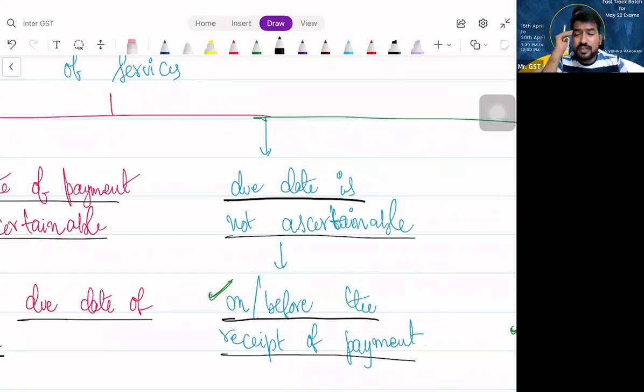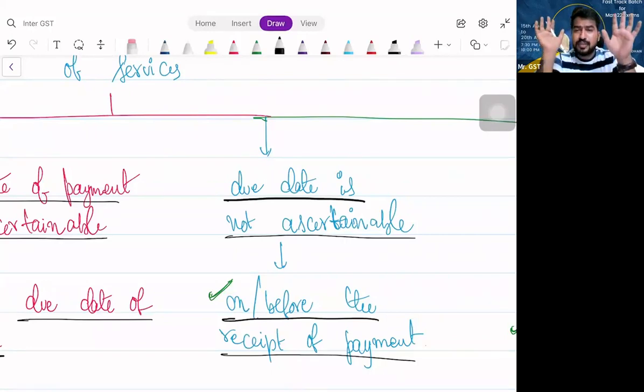No. Due date is not ascertainable. In that case, if the due date is not ascertainable, on or before the actual date of payment, that contractor has to raise the invoice. Are you able to understand?